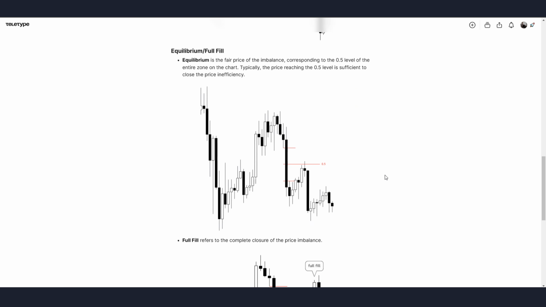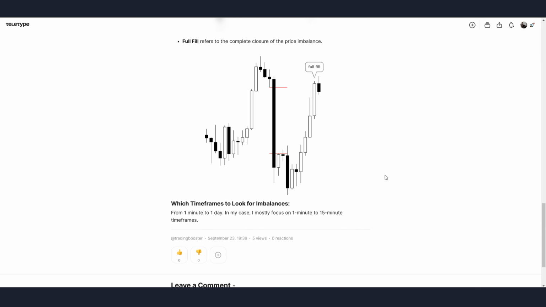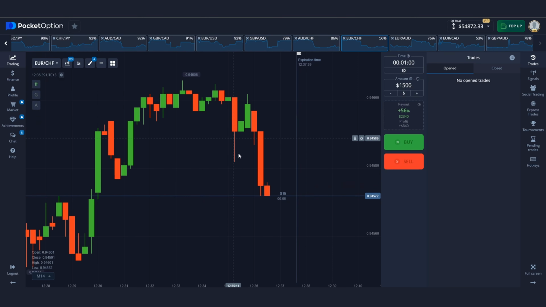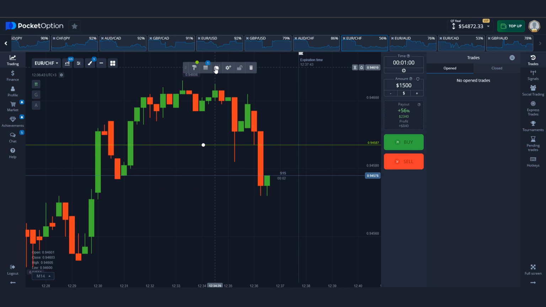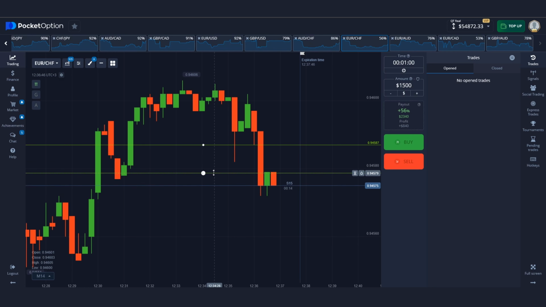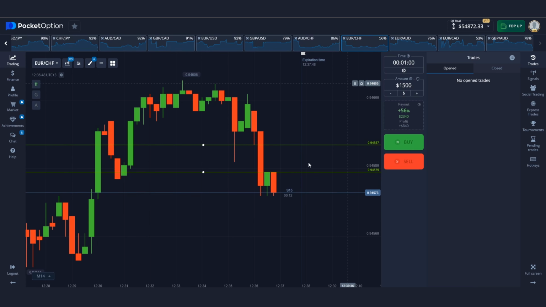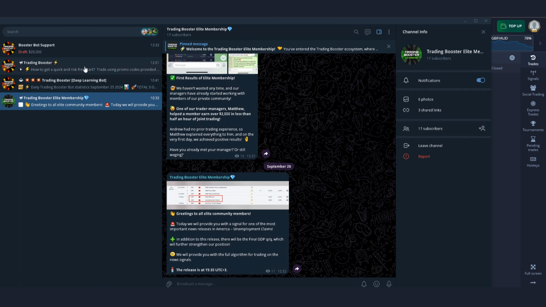There are several ways to analyze this imbalance, but I will show now a very short way to work with BoosterBot from imbalance. The imbalance is on the Euro-Swiss franc, an imbalance from the top. I mark its top line and mark the bottom line. The price has just entered there and now I need to find out from BoosterBot whether the price will return to this imbalance or get a rebound from it now.